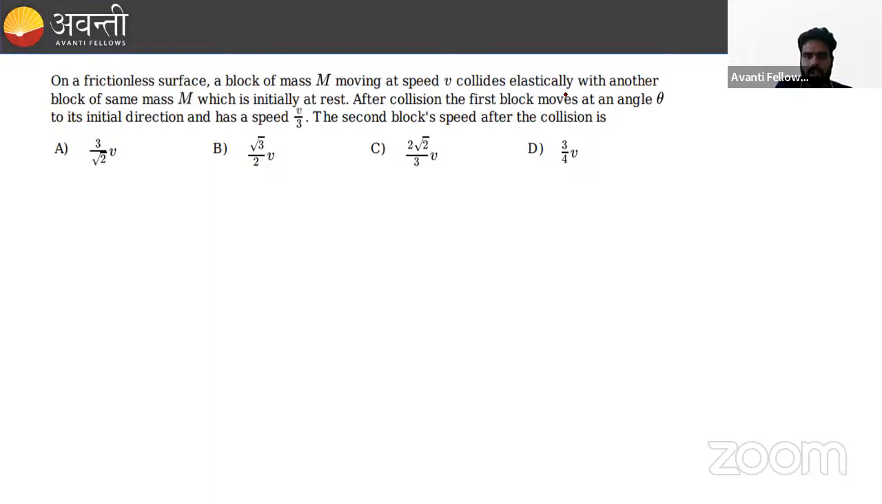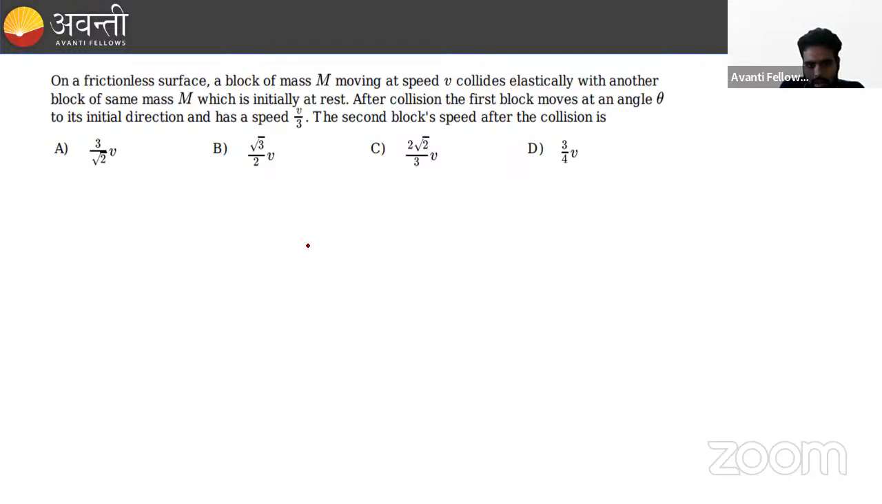So in the first problem, what is given? On a frictionless surface, a block of mass m at a speed v collides elastically with another block having the same mass, which is initially at rest. After the collision, the first block moves at angle theta to the initial direction with a speed v by 3. Then find the speed of the second block after the collision.